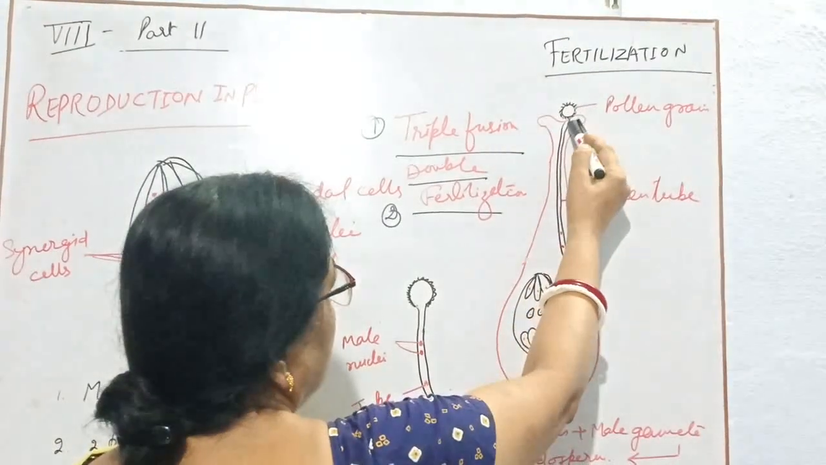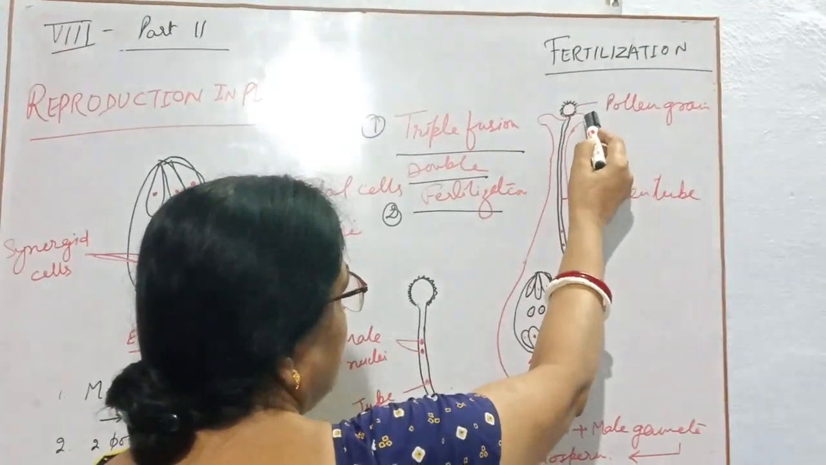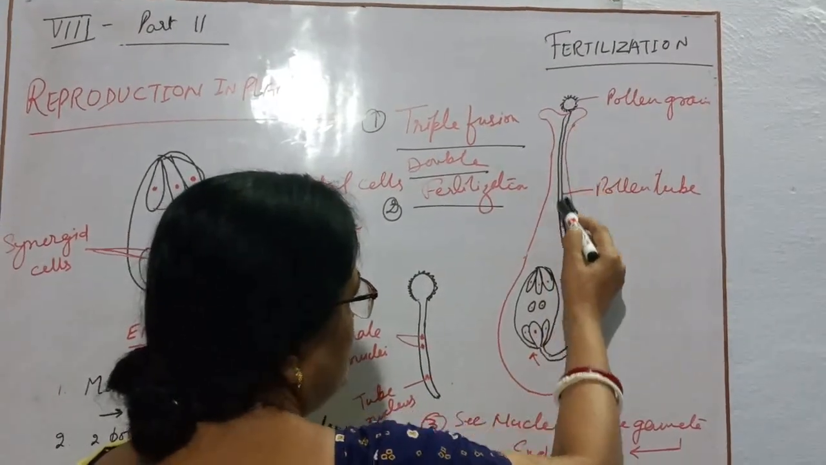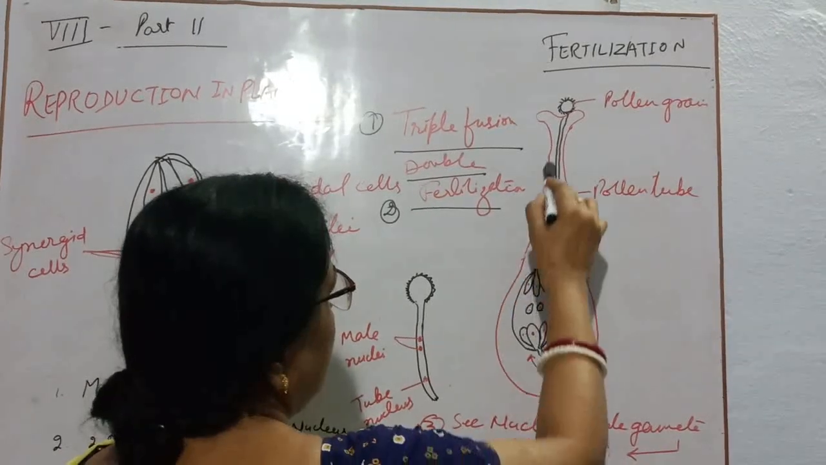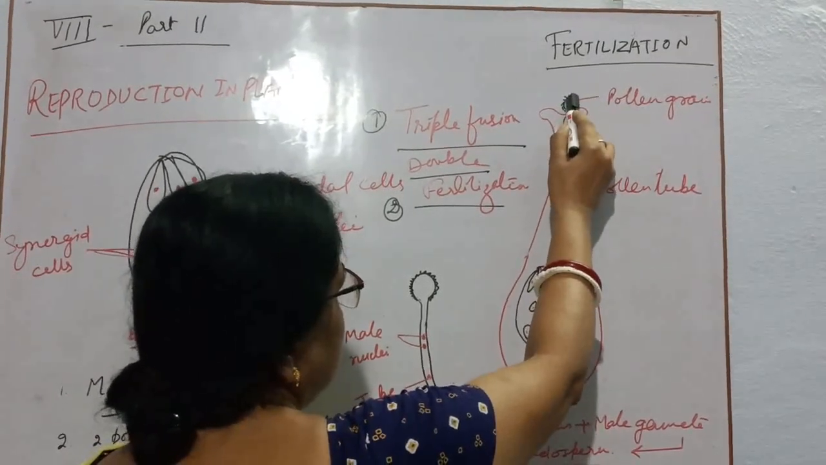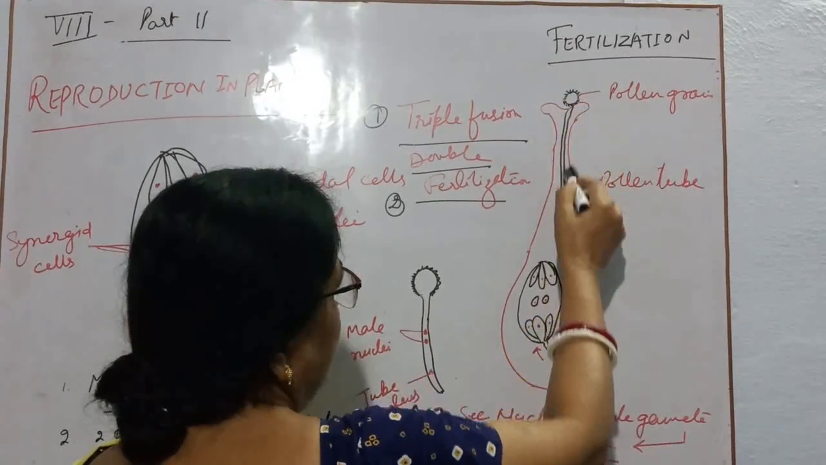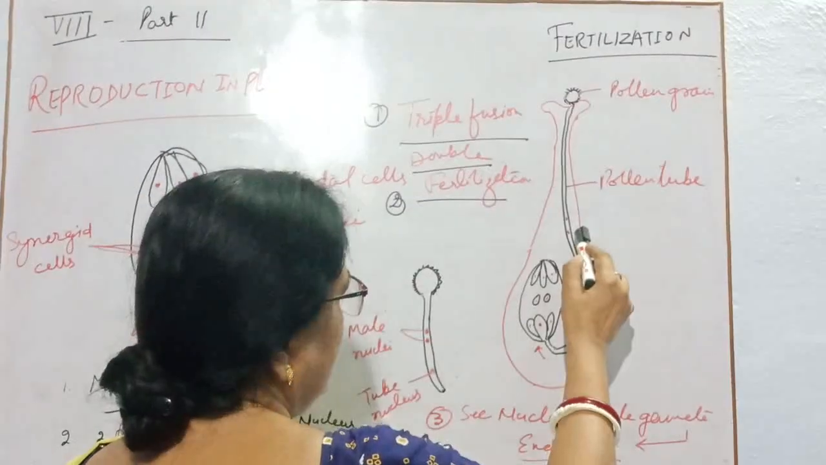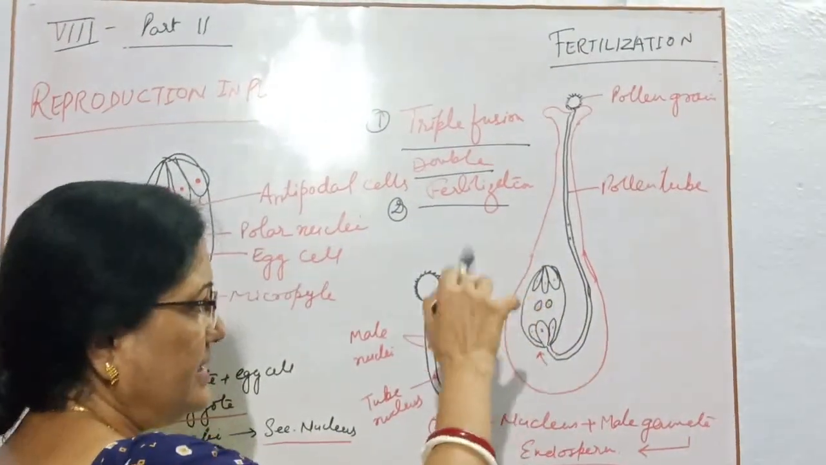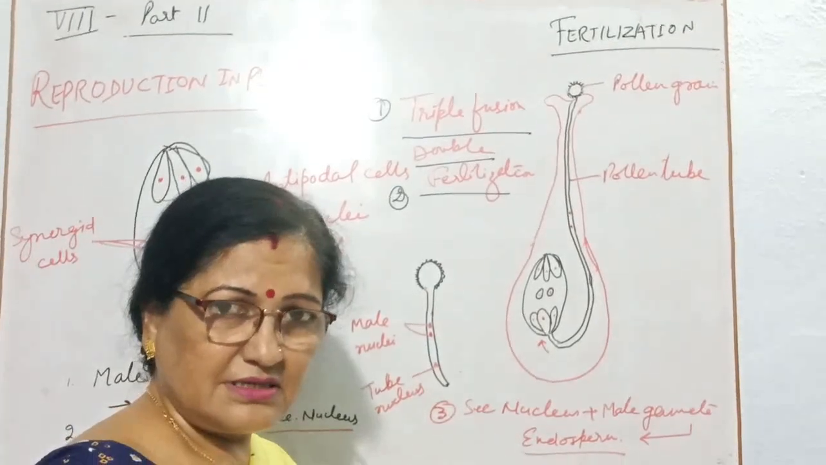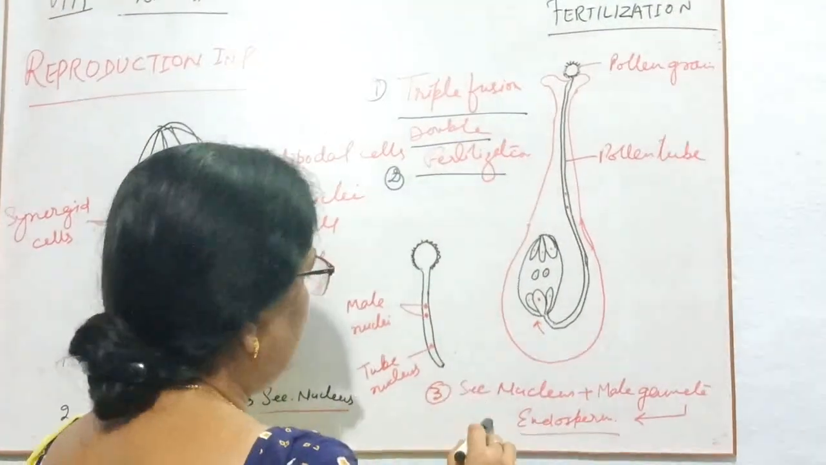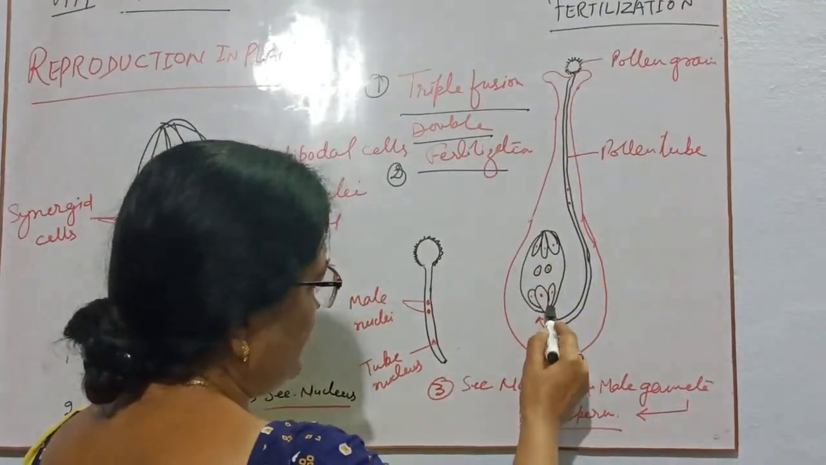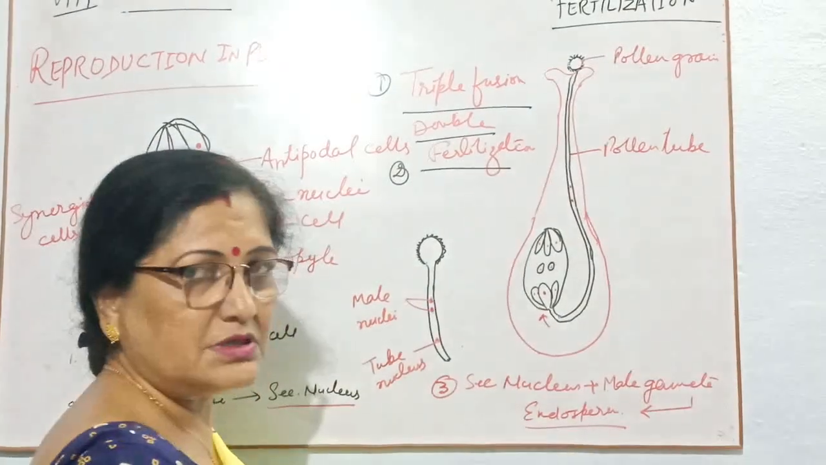First, the pollen grain falls on the stigma. Then the pollen tube will come to the micropyle. In between, the male gamete present in the pollen grain starts to divide. It divides into two: one is the male gamete, another one is the tube nucleus. The male gamete will persist for a long time, up to the fertilization, and the tube nucleus will be completely destroyed after the formation of the pollen tube.